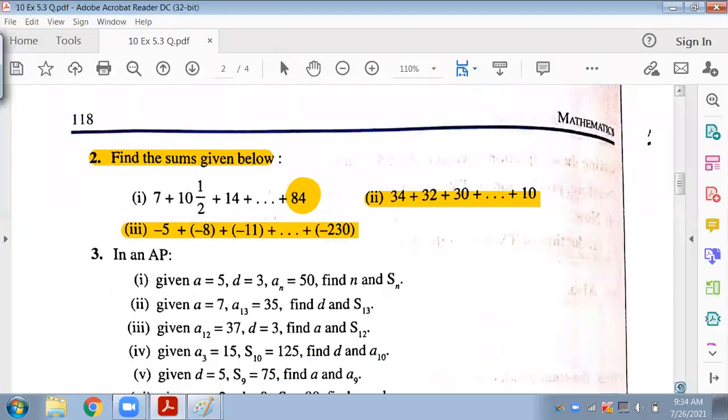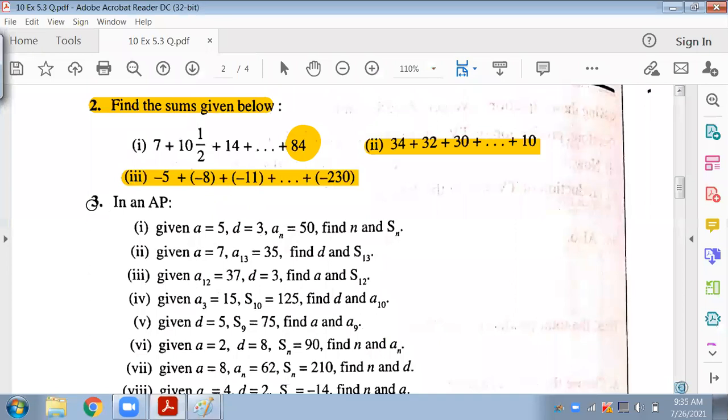Okay, we'll do 3, 1. Now in 3, 1, a is given, a means the first term, d is given, d means the common difference, and n is given. n is how much? 50. So that means the nth term is 50. You have to find n and Sn. So how to do?